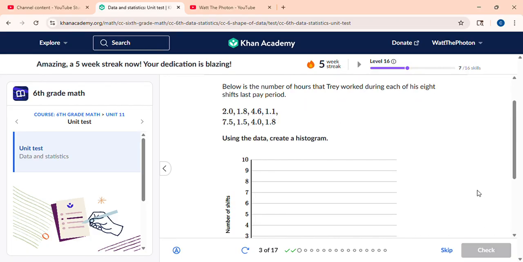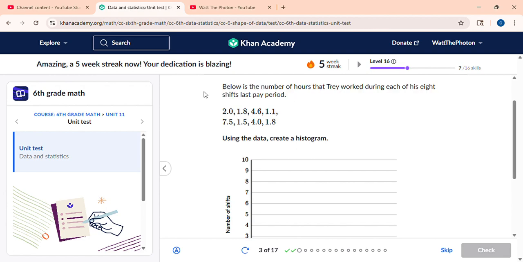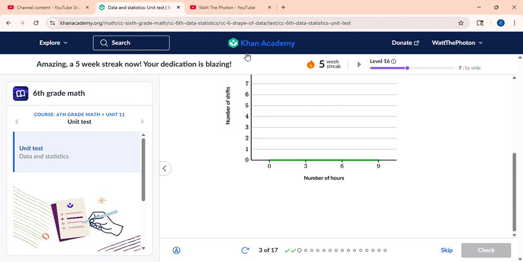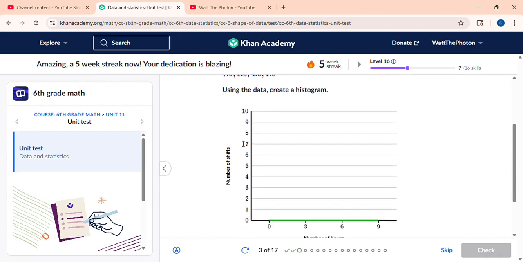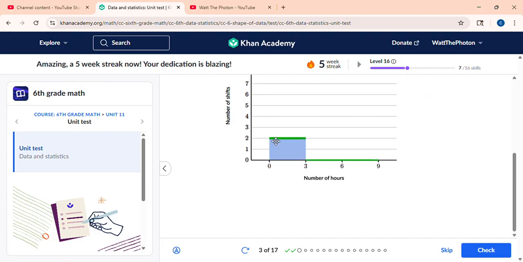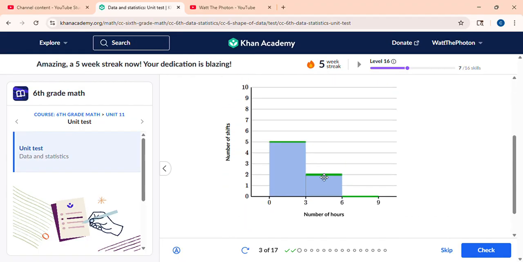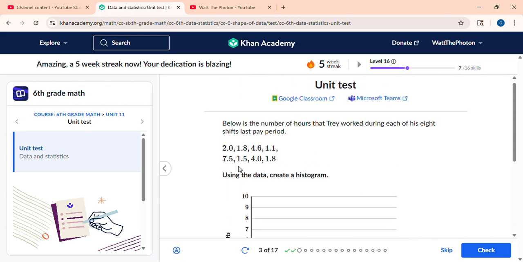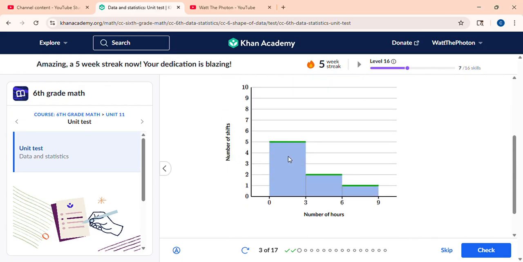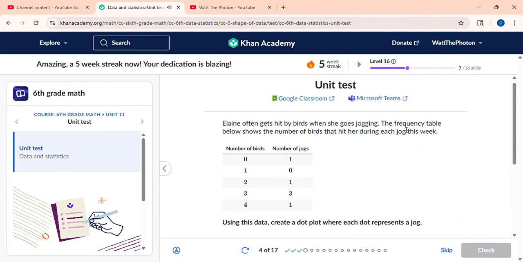Cool, next question. Below is the number of hours that Trev works during each of his 8 shifts. Create a histogram. So we have from 0 to 3. So 1, 2, 3, 4, 5, 6, 2, 1. That's 8. Yay, thank you.